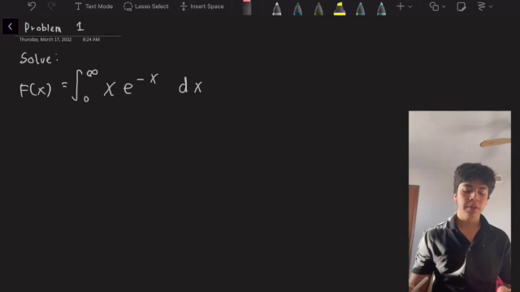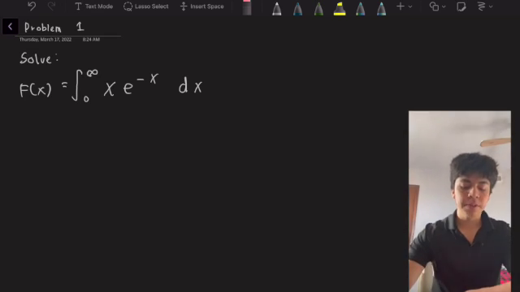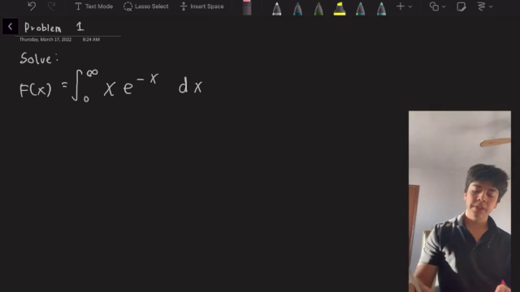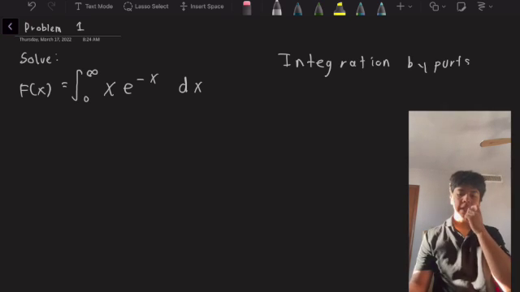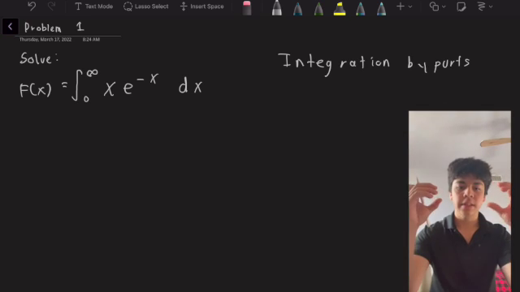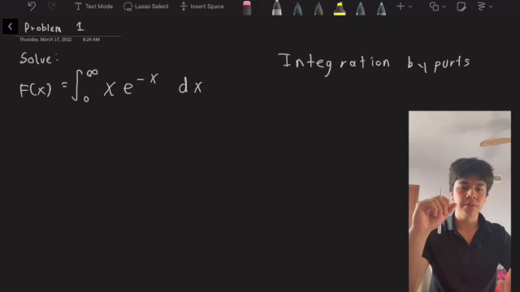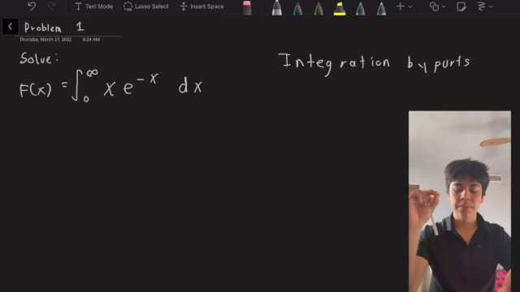In this segment, we are going to solve the integral from 0 to infinity of x e to negative x. So the first thing to realize is that this requires integration by parts. And integration by parts allows us to split the components of the integral so that we're able to focus on each one of them separately.